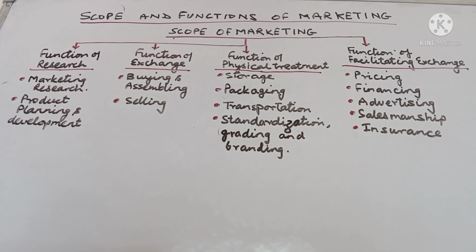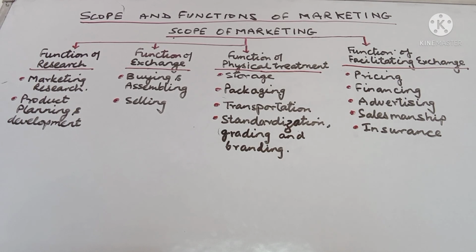Now the fourth function, facilitating exchange, includes the various items mentioned on the whiteboard. You see it: pricing, financing, advertising, salesmanship, and insurance. These play a very important role in helping the sales of the products, or helping the marketing manager. Again, I said it is the marketing department who decides upon these parameters, and it is very important for the marketing manager to look out for the various aspects so that it helps.